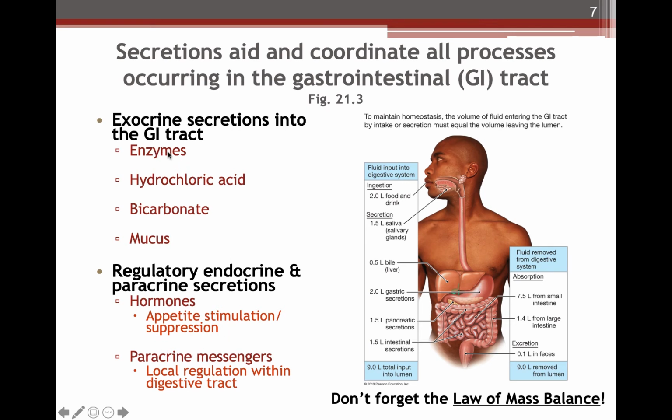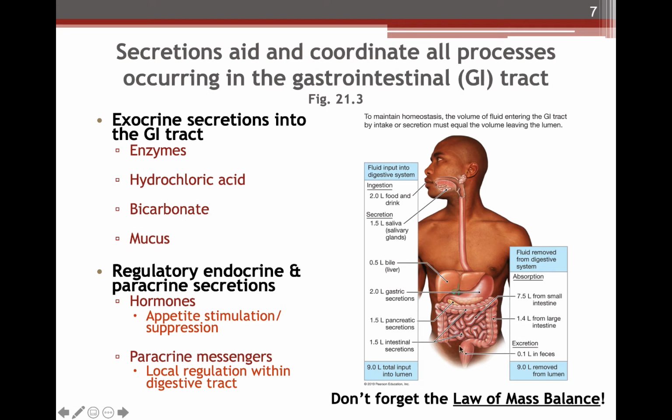Some of the exocrine secretions that go into the gastrointestinal tract would be enzymes, hydrochloric acid, bicarbonate, and mucus. And then the regulation of this is going to be via hormones that might stimulate one's appetite or suppress one's appetite. And then paracrine signals are important for local regulation of processes within the digestive tract. And then if you come over here, this figure is showing again the law of mass balance when it comes to the digestive system. The digestive system is an open system.